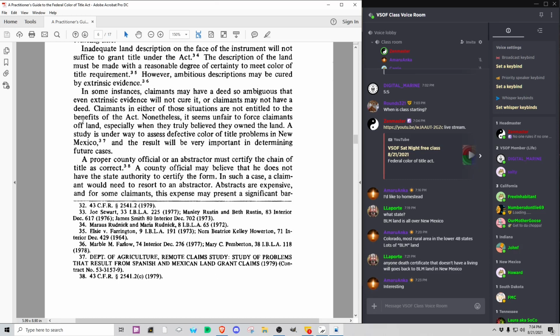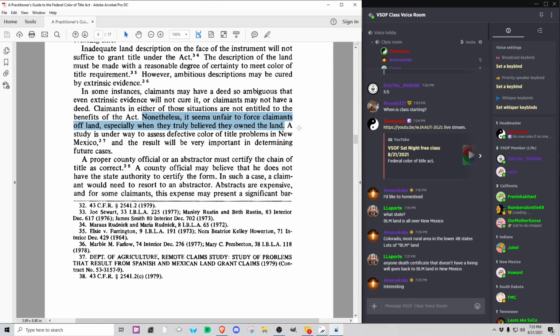Nonetheless, the benefits of the Act, right? So what are you doing? Taking a benefit if you use this Act, right? Nonetheless, it seems unfair to force claimants off land, especially when they truly believe they own the land. Well, exactly. If they hold allodial title, they're holding the land patent, and they show an abstract of title going back, then they do own it. There's nothing they can say about it. Now, again, that would be where you'd take your private bill to Congress and say, look, I own this. Does anybody have a higher claim?